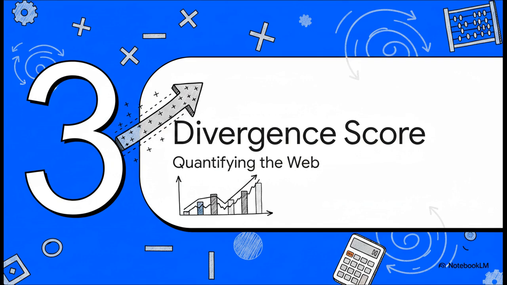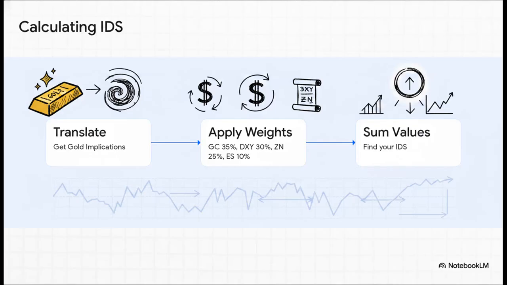Section 3. Calculating the divergence score. Now, we absolutely do not guess in this masterclass, we quantify. Calculating your intermarket divergence score, or what we call the IDS, is a really straightforward step-by-step process. First off, you just translate the raw COT index of each market into its specific directional implication for gold. Then, you apply our structural weights. So gold gets a 35% weight, the dollar gets 30%, the 10-year note takes 25%, and the S&P 500 E-mini gets a slightly smaller 10% weight.